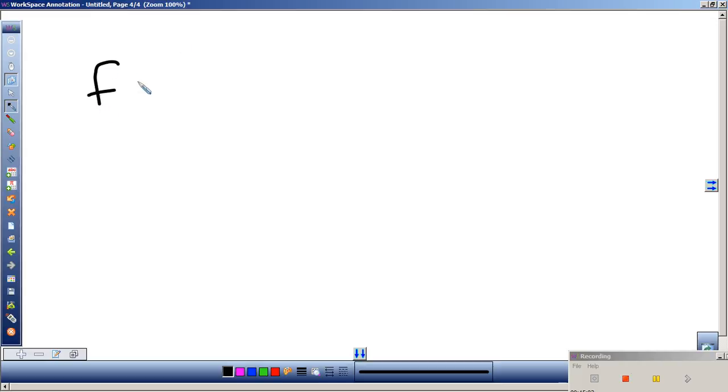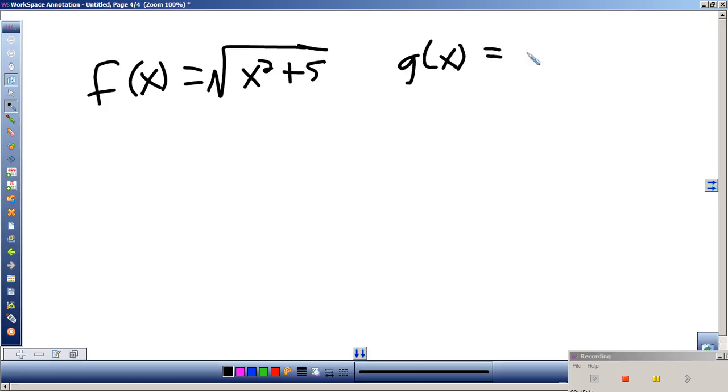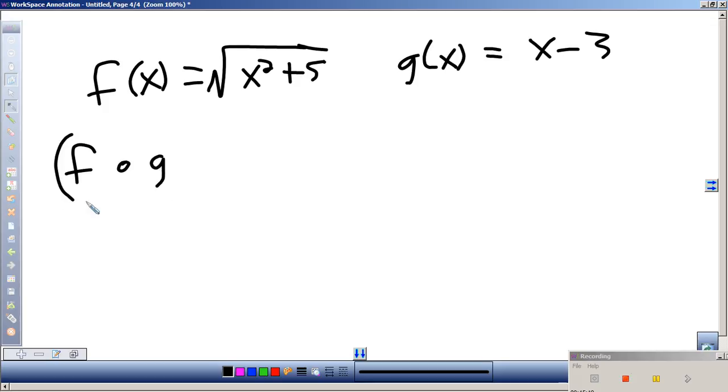Let's see if we do f of x equals square root of x squared plus 5, g of x equals x minus 3. So what am I going to get out of this?